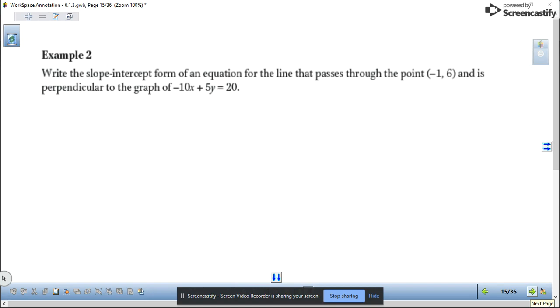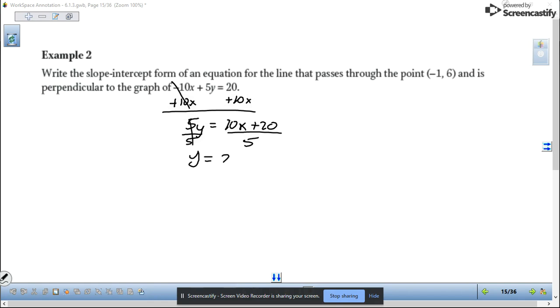The good news is, if it's perpendicular, you only do one tiny little change. You still want to start at the same place you did before. So the first thing we're going to do is add 10x to both sides. That's gone. I now have 5y equals 10x plus 20, divided by 5. Again, you should be getting to do this about as quickly as I am. There's my equation. And I know that the point I wanted to go through is (-1, 6). I'm actually going to stop the video there and do the next one in the second video.